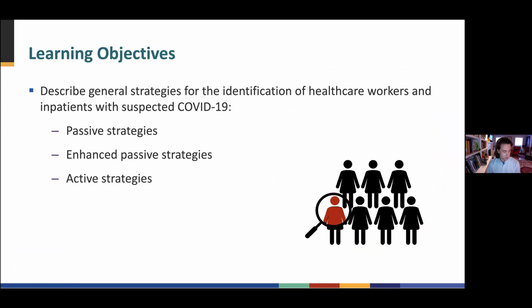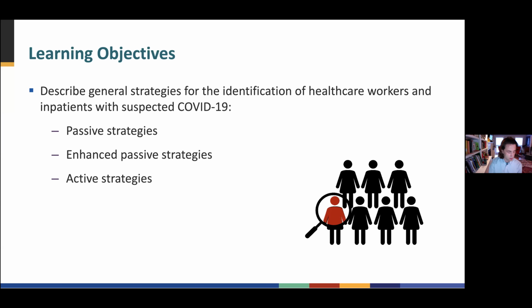My objectives for this presentation are to describe general strategies for case identification in health workers and inpatients. We will group these strategies by principal data source and the amount of effort required as passive, enhanced passive, and active strategies. A note on terminology.